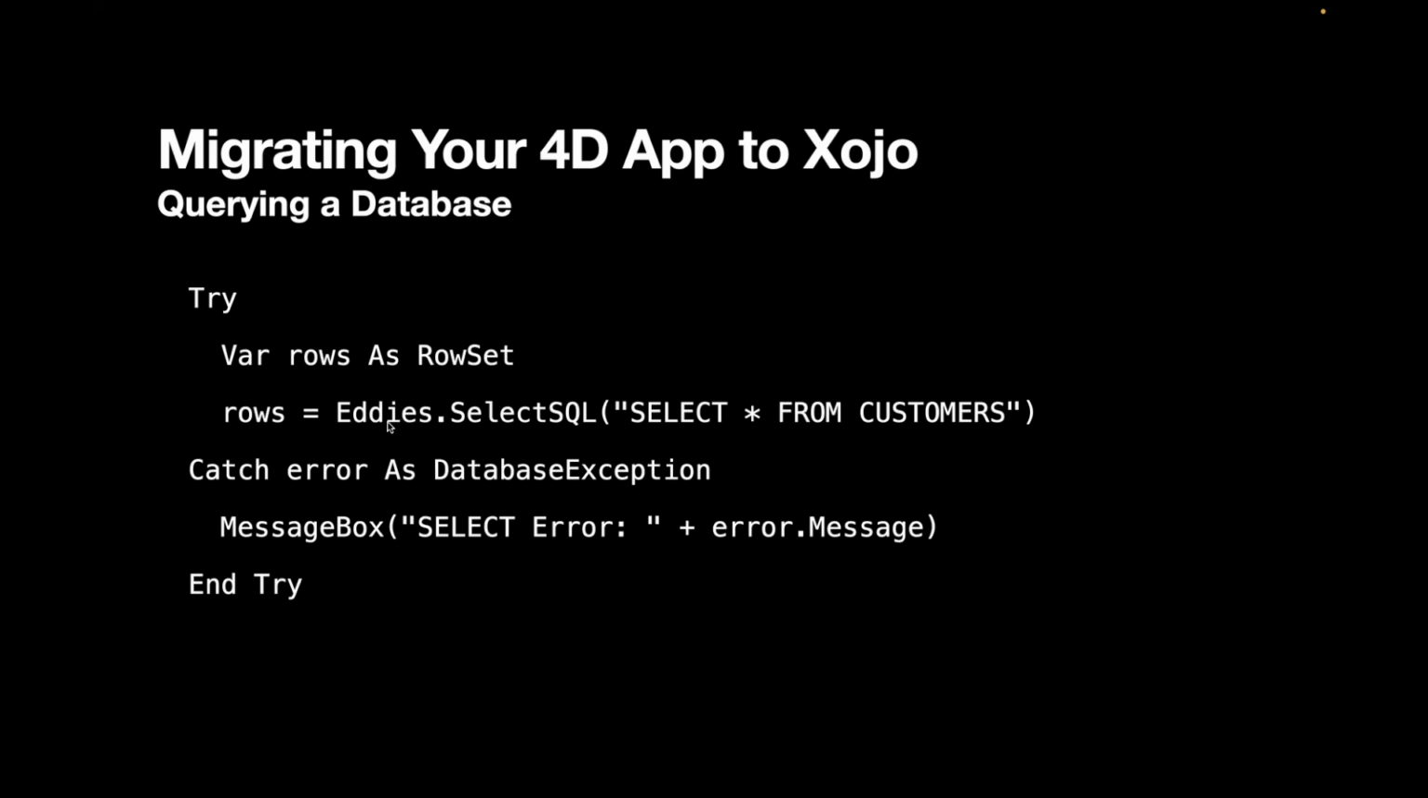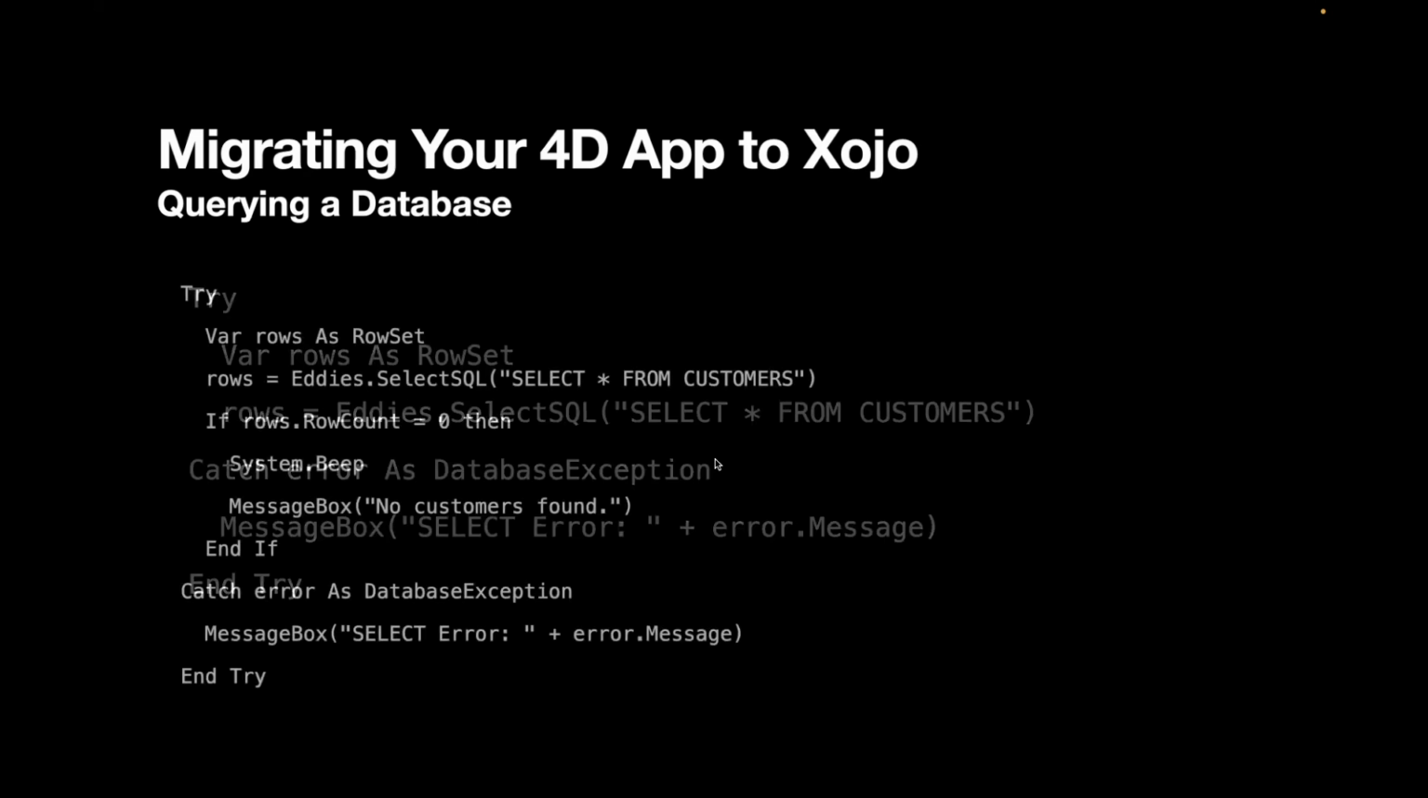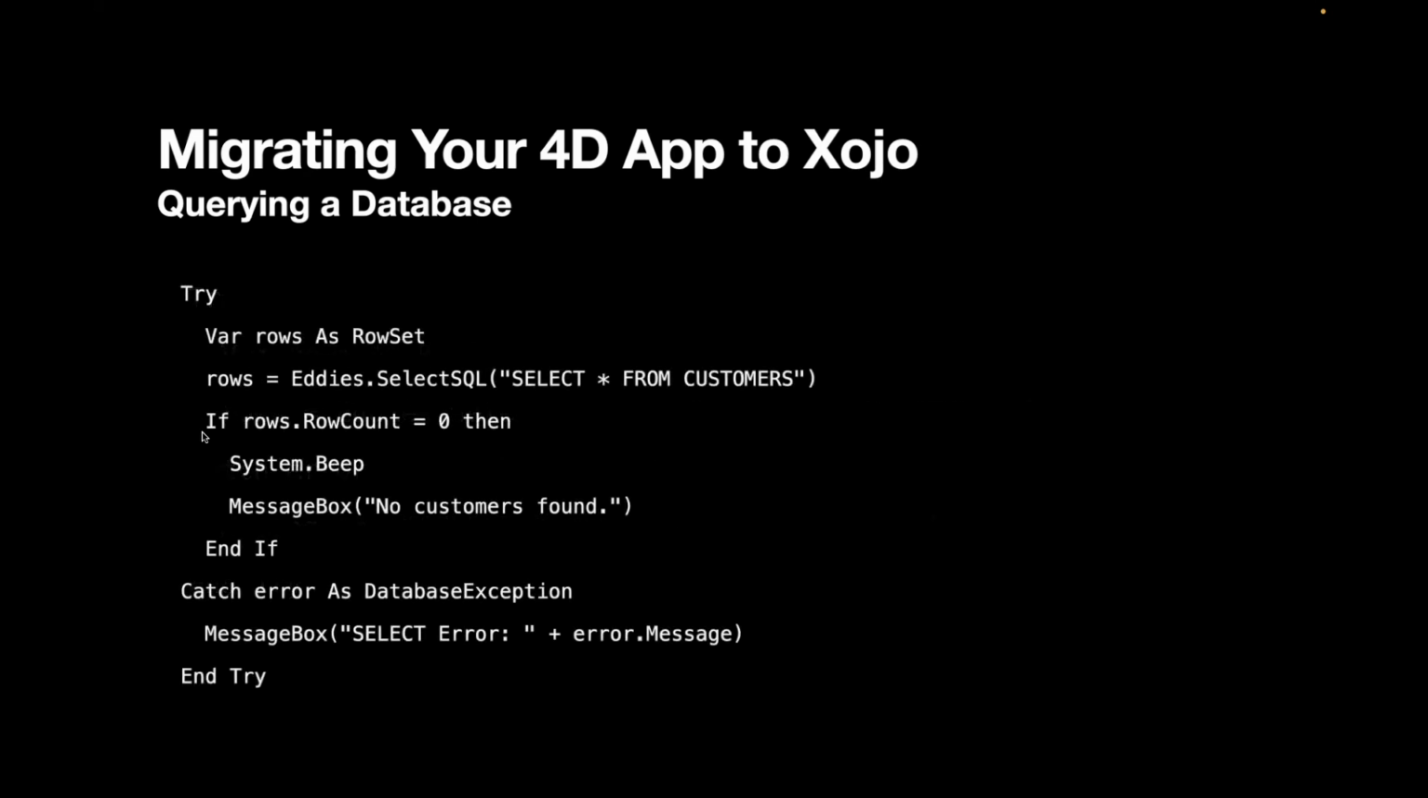In my case, my database connection I called Eddies. We have a database we use for demos called Eddies Electronics. So I call SelectSQL and I give it a selection. And now I've just got the rows. Now to do something with those rows, let's move on. I can check the row count property of my row set. And if it's 0, tell the user, hey, no customers found.